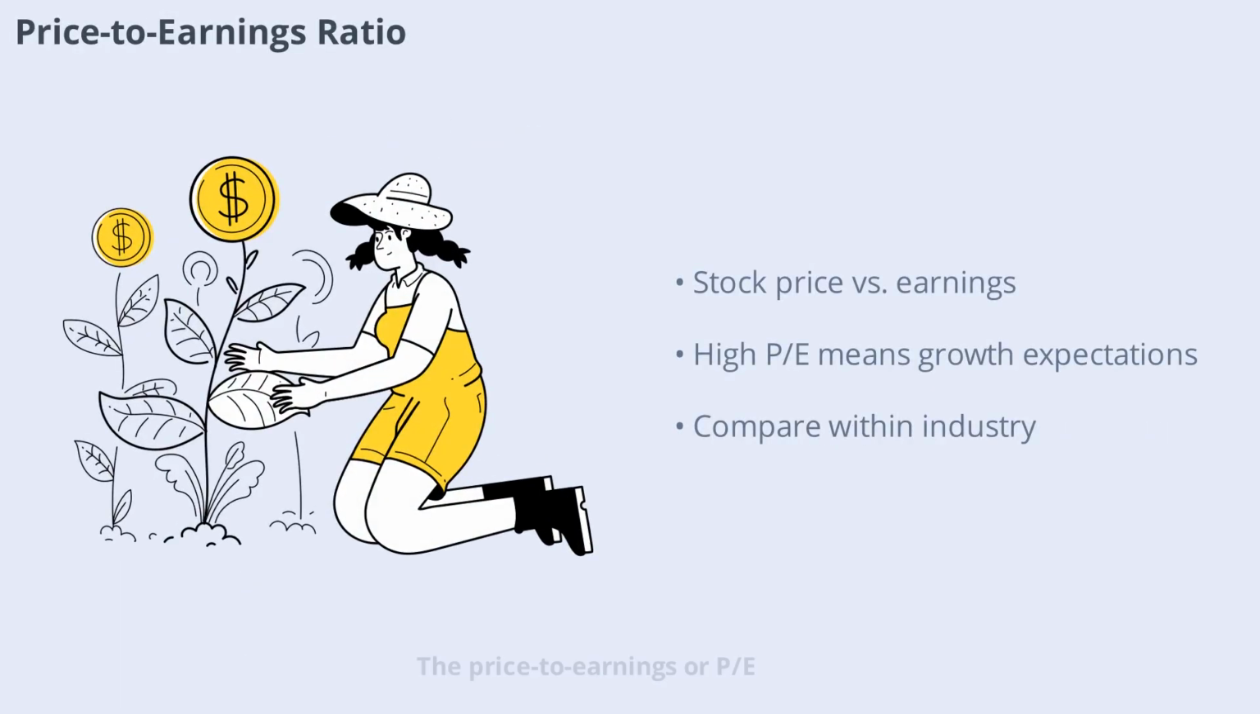The price-to-earnings, or PE, ratio compares a company's stock price to its earnings per share. It's a popular tool for valuing stocks. A high PE might mean investors expect growth, while a low PE could signal undervaluation or trouble. Always compare PE ratios within the same industry for best results.